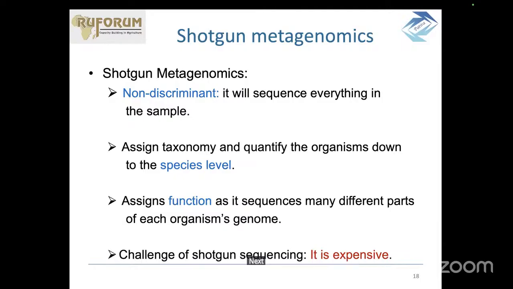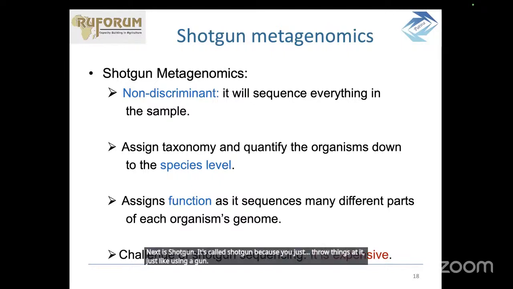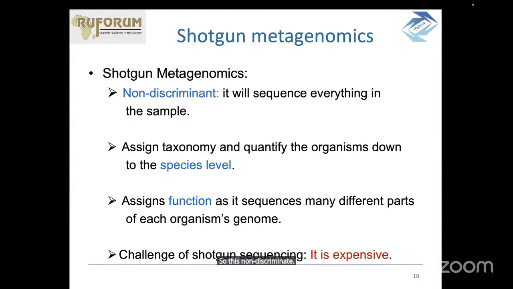Next is shotgun. It's called shotgun because you just throw things at it, just like using a gun. It's non-discriminate: you sequence everything in the sample. This is the good thing with this one. You can assign taxonomy and quantify organisms up to species level. Remember, when I was discussing targeted or amplicon, you use only one region and you miss things, but this takes everything.